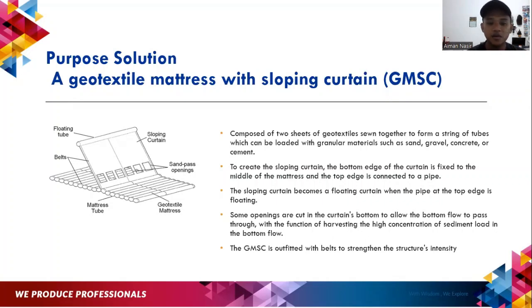To create the sloping curtain, the bottom edge of the curtain is fixed to the metal and the top edge is connected to the pipes. So, the sloping curtain becomes a floating curtain when the pipe at the top edge is floating. Some openings are cut in the curtain bottom to allow the bottom flow to pass through, with the function of harvesting the highest concentration of sediment load in the bottom flow. And finally, the GMFC is outfitted with belts to strengthen the structure. The picture shows the items of the GMFC.